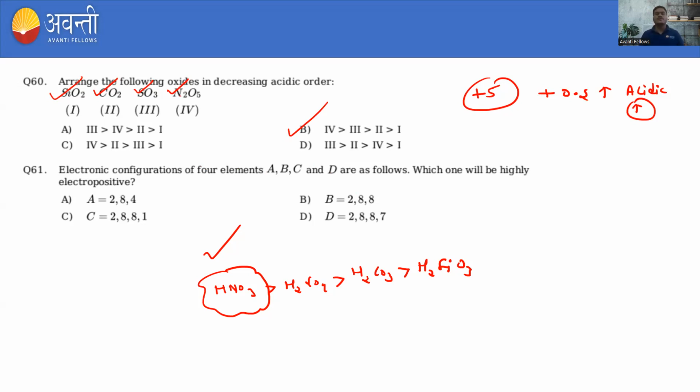The electronic configurations of the four elements, A, B, C, and D, are as follows. Which one will be highly electropositive? So you have to identify which of the following will be highly electropositive, either A, B, C, or D. For A, we have 2, 8, 4. So this is a 14th group element. 2, 8, 8, 1. So obviously that is element C, because this belongs to the first group, right? And we all know that this is the electronic configuration of potassium. So the first group elements are highly electropositive in nature. That's why option C is correct. So this is a very, very easy question. I hope all of you did this question, right?